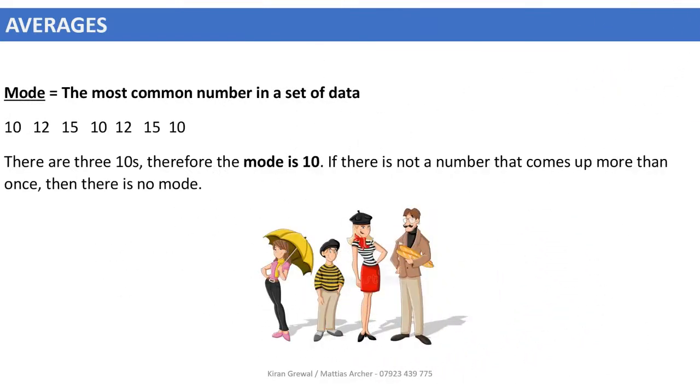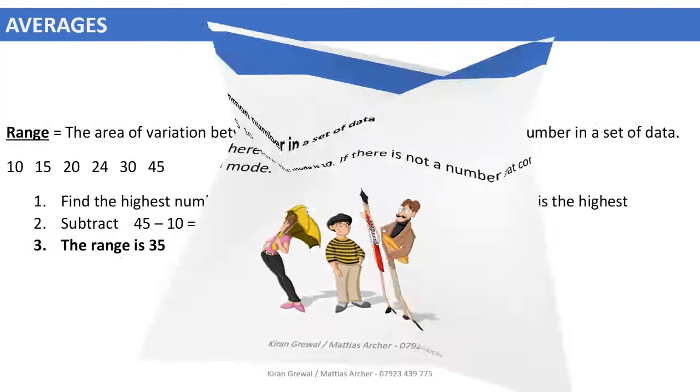Keeping with averages, we now look at the mode, which is another form of average, and that is the most common number in a set of data. So we look at our number set here, 10, 12, 15, 10, 12, 15, 10, and we can notice that there are three 10s. Therefore, the mode, the most common, or the most fashionable if you prefer, is 10. If there is not a number that comes up more than once, then there will be no mode.